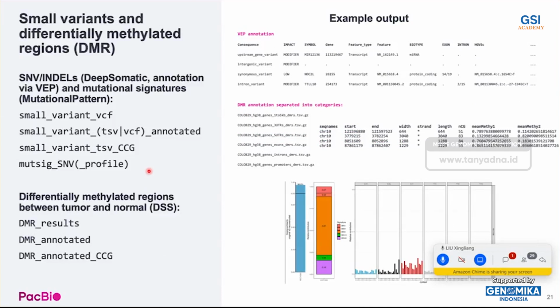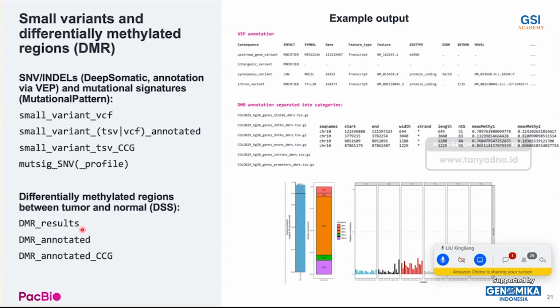In terms of small variant calling, it is similar to the SV. We also have the raw VCF files as well as the annotated VCF files using VEP for functional annotation, as well as the IntOGen CCG for cancer genomics annotation. Utilizing the variants derived from the tumor samples, we also decompose the mutational signatures and give you some results and visualizations like this.